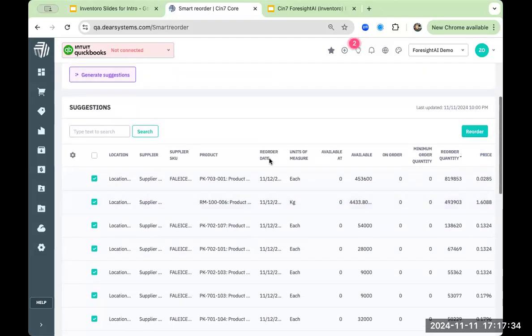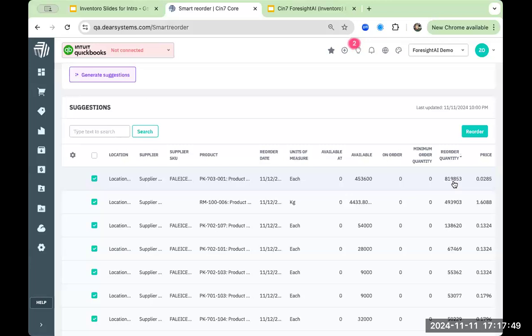On the left-hand side, essentially it's going to tell you that exact problem: what to order, when to order, and how much. So I have the supplier, I have the product, the date of reordering, how many I have on hand, and then my reorder quantity.